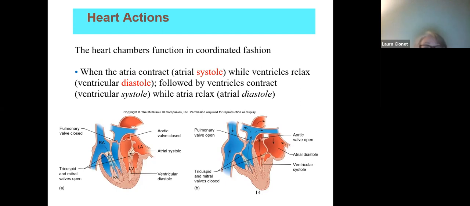So the atria enter systole, and while the atria are in systole, the ventricles are in diastole. The atria enter into diastole, and the ventricles enter into systole, and then everybody rests momentarily, and another cycle continues.